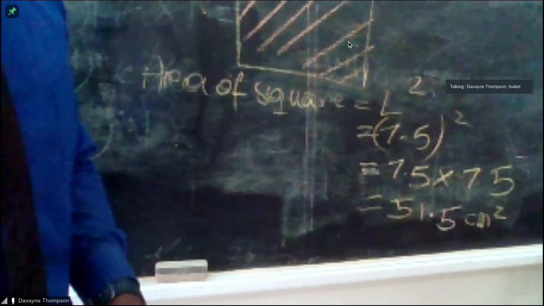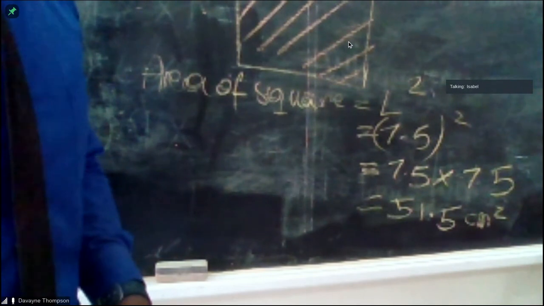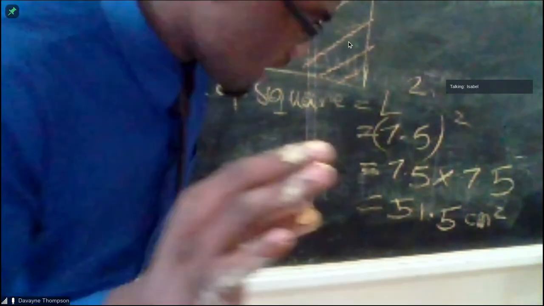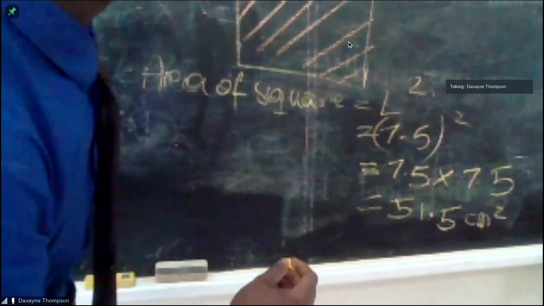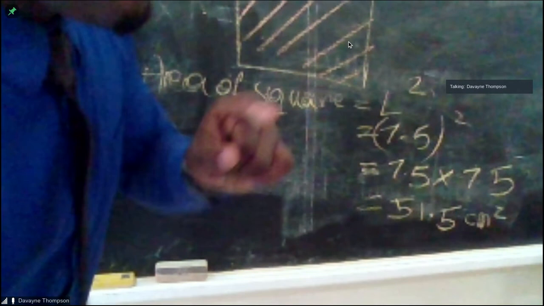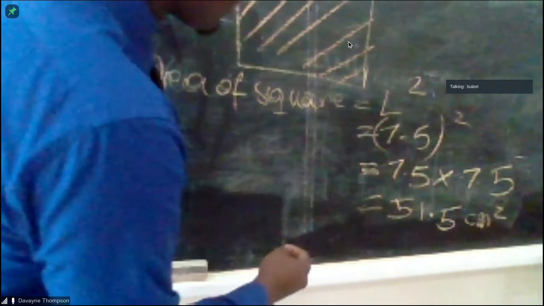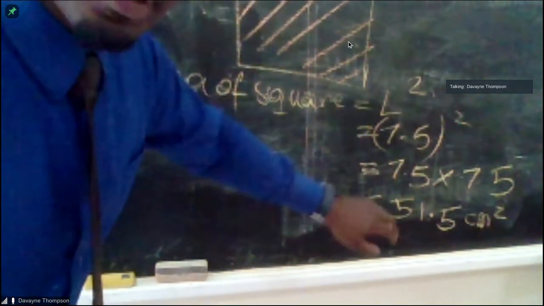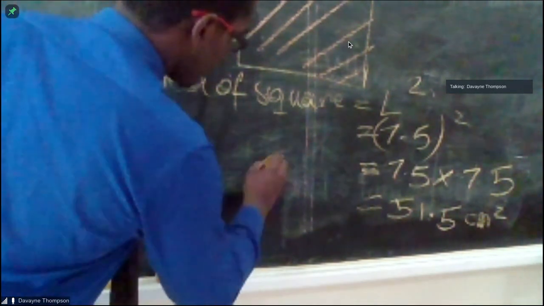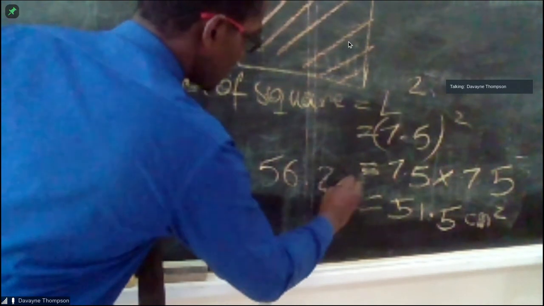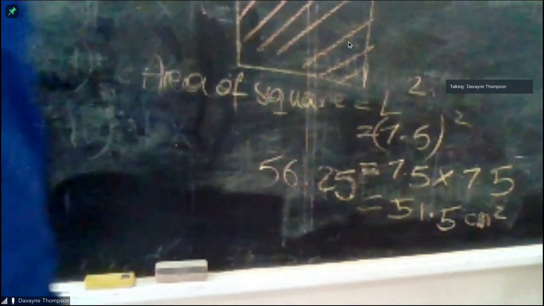Can you repeat what you said from the top? 7.5 cm times 7.5 cm. Yes, that gives you 56.25. Okay. Let me verify.